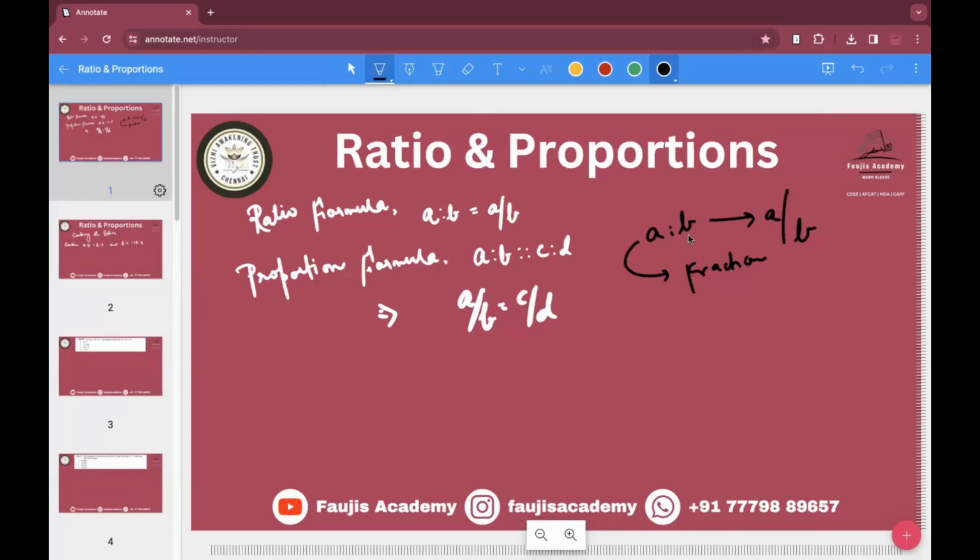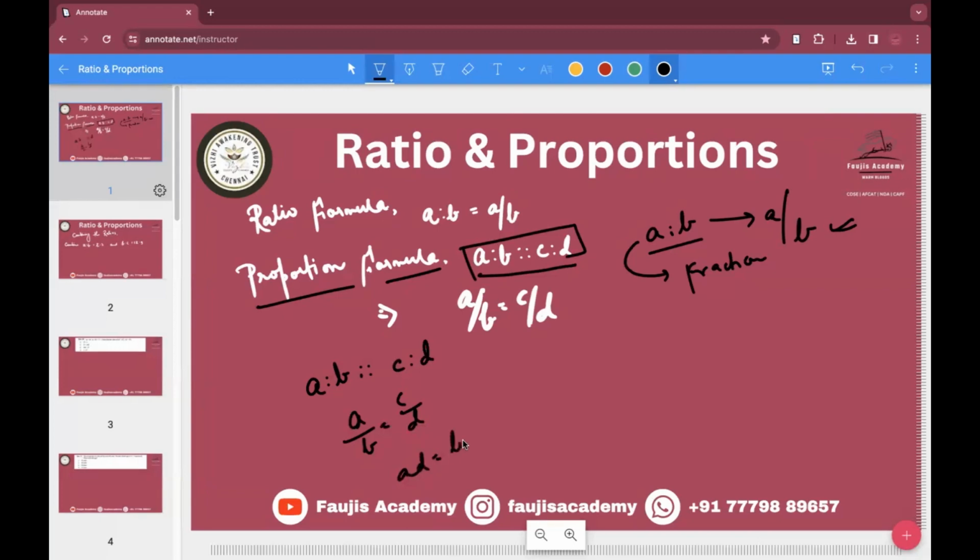So what did I tell you, that many times ratios are also represented in the form of fractions. And this is an important thing. You understood what exactly proportion is: two sets of one thing are equivalent to two sets of different things. This is what we have written: A is to B and C is to D, which means A by B is equal to C by D, or AD is equal to BC.